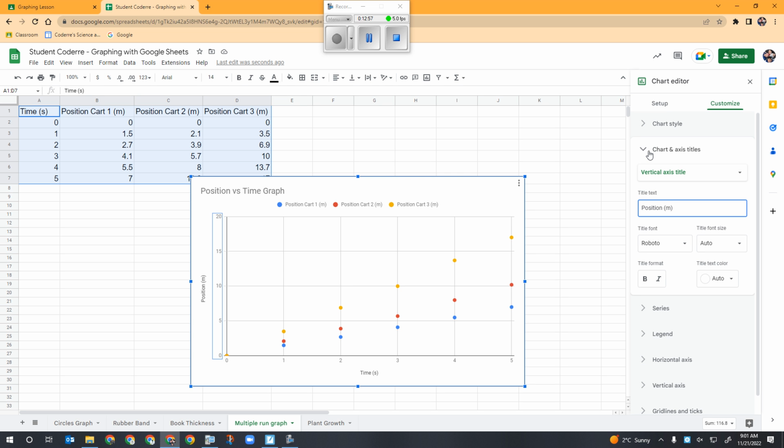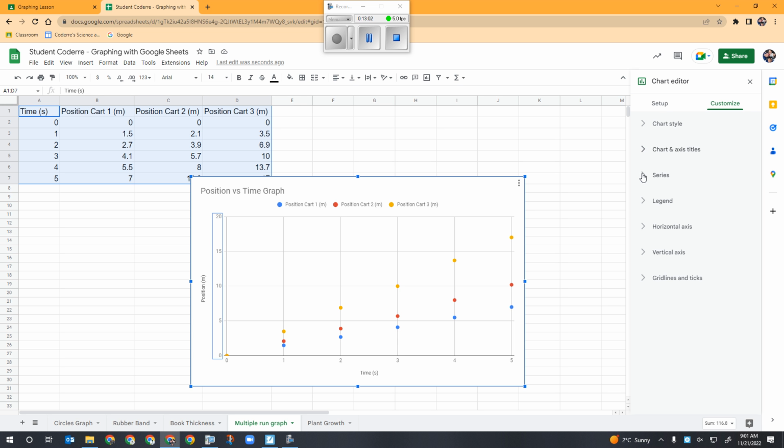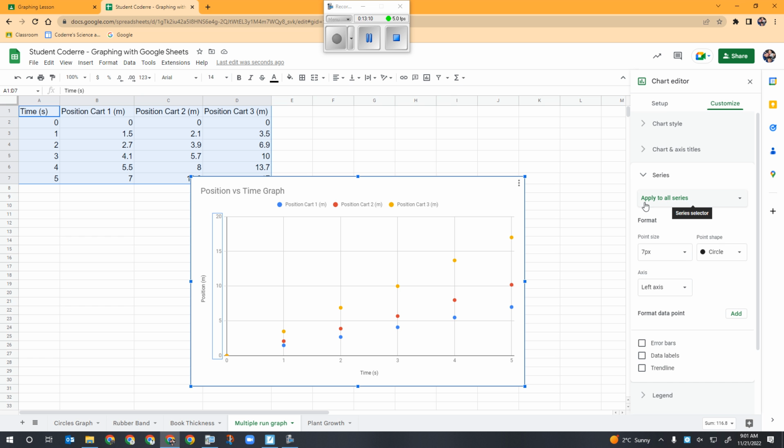From there, I can close up that now. And I want to go to series. Let me know if I'm going too fast, guys. So go to series, and you definitely want to have this applied right here. It usually is by default. It says apply to all series. That means everything I do, it's going to do for all three of the data sets, so for the yellow, the red, and the blue. I'm going to change the point size down to 2, make it a bit smaller, and I am going to add a trend line.